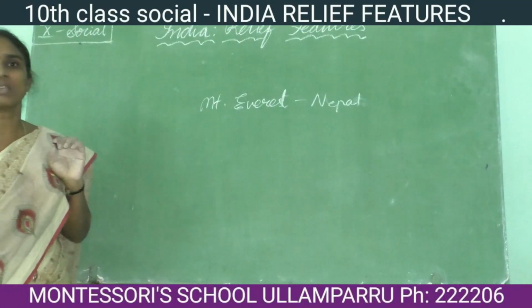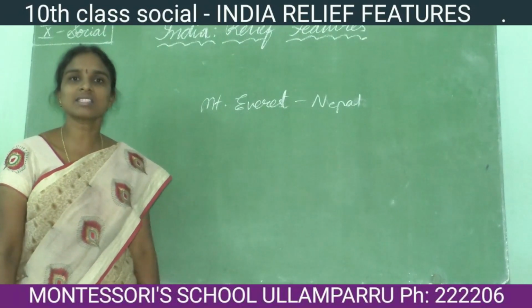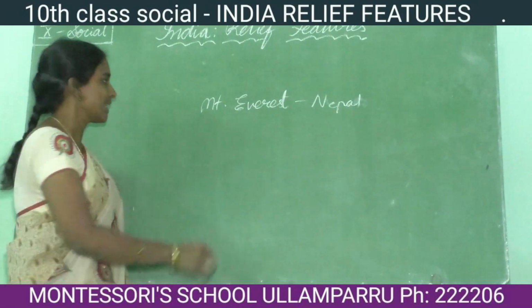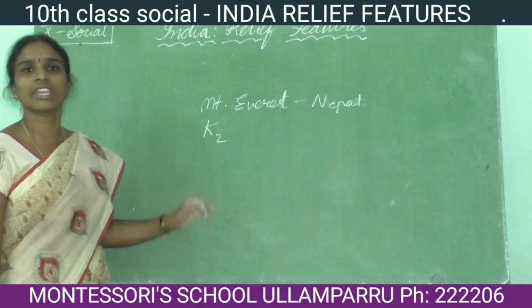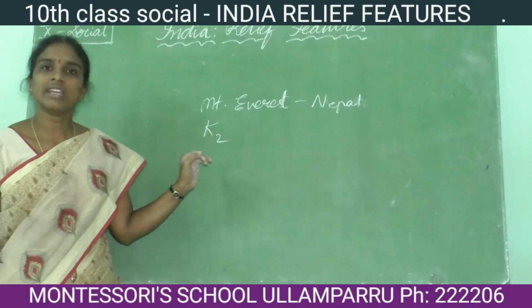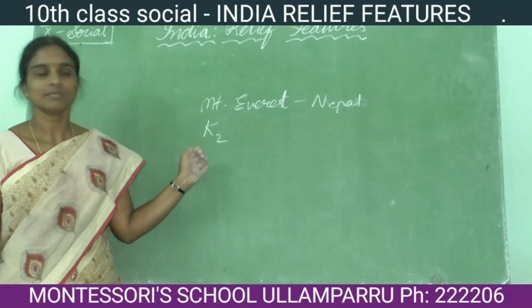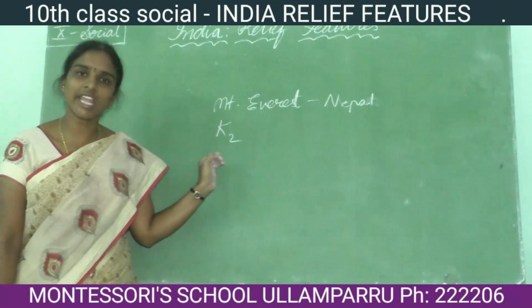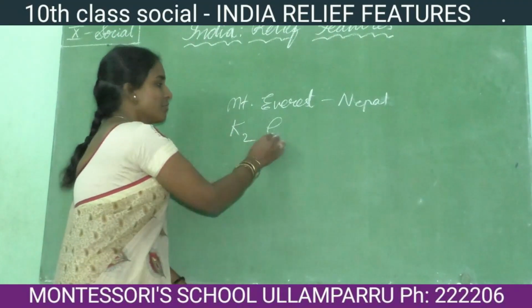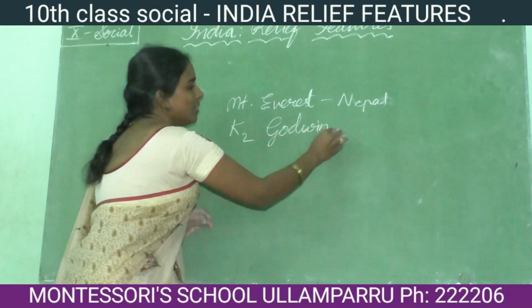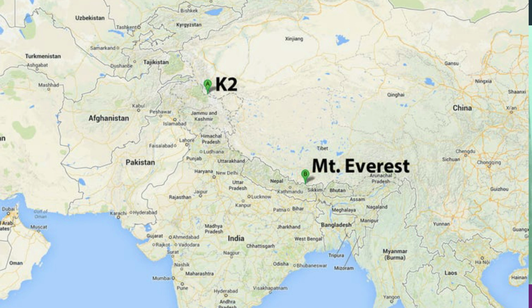Which is the highest peak of India? The highest peak of the Himalayas in India is K2. What is that? K2. K2 is the highest mountain peak of the Himalayas in India. Where is this? It is in Jammu and Kashmir. This K2 has another name also, Godwin Austen. G-O-D, Godwin Austen. It is another name of K2.